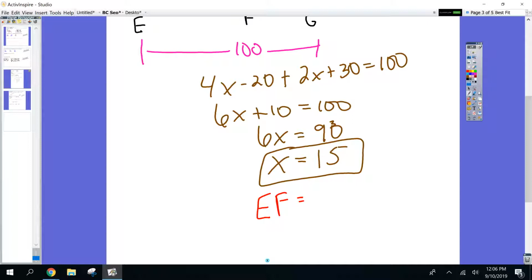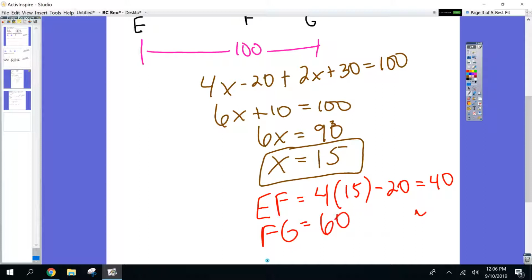Plug and chug, as I like to say. Substitute in. 4 times 15 minus 20 will give me 40. And then FG, a couple different ways you could do it. You could plug in 15 to 2x plus 30, or how long is the whole segment? 100. That part's 40. Other part's got to be 60. There it is.